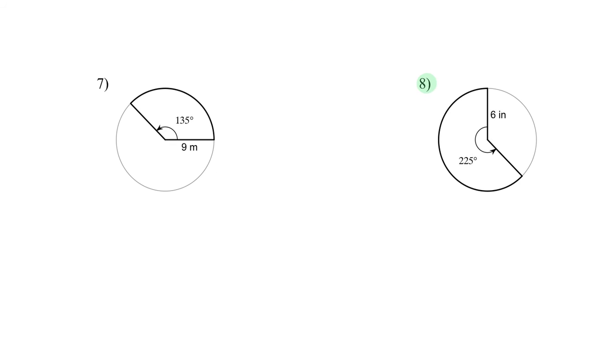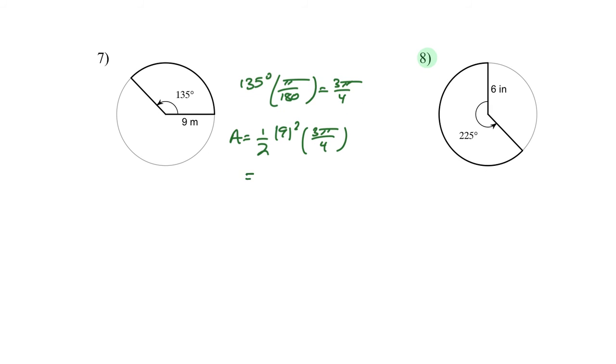See the next one. Again, I'm going to start with 135 times pi over 180. So this is going to be, by simplifying, 3 pi over 4. So my area equals 1/2 times 9 squared times 3 pi over 4. So that means that I got 81 times 3. So it's 243 pi over 8. And again, this one is meters squared because it's area.